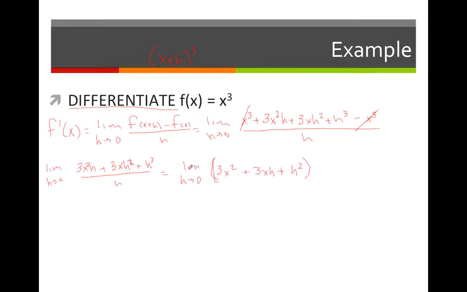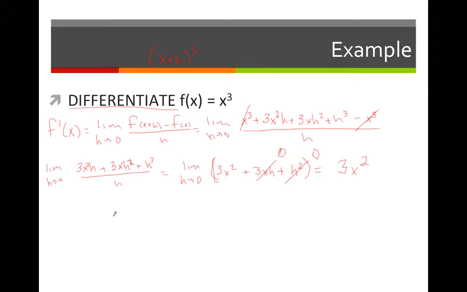All right, so now I need to evaluate the limit. Since h is no longer in the denominator, I can just go ahead and substitute. That goes to 0. That goes to 0. Because the limit as h approaches 0, that means those two products become 0. And I'm left with 3x squared. Now, that is the derivative, by the way. That is f prime of x is equal to 3x squared. So 3x squared is the derivative of x cubed.